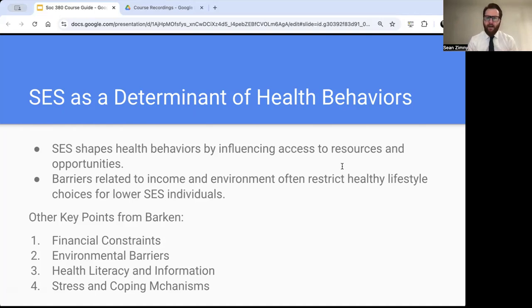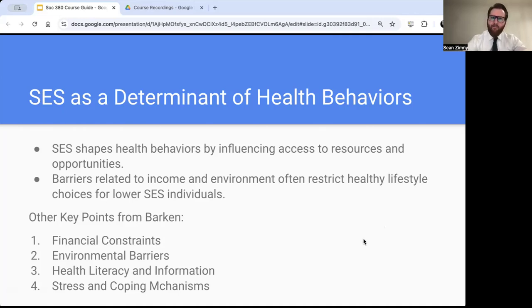Number three, health literacy and information. Education, again, one of those three key components of socioeconomic status we talked about at the beginning, influences awareness and understanding of healthy behaviors. And so limited knowledge about nutrition and exercise or the risks of things like smoking or vaping can result from lower education levels. And then finally, number four, stress and coping mechanisms. Chronic stress is linked to financial or job insecurity quite often, right? That type of stress can really be produced from those situations. So this type of chronic stress can lead to behaviors like smoking or overeating as coping strategies for that stress.